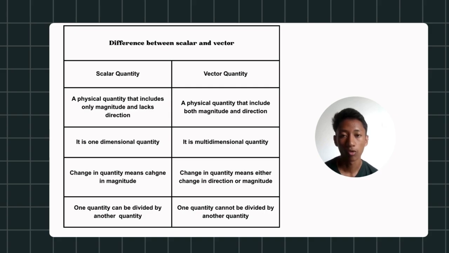So continue on with vector quantity, a physical quantity that includes both magnitude and direction. It is multi-dimensional quantity. It can change in quantity, which means either change in direction or magnitude. One quantity cannot be divided by another quantity.